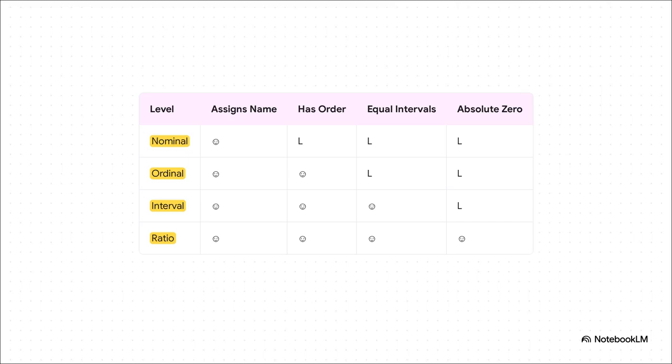Let's walk through it. See nominal, all it has is the name property. That's it. Then ordinal comes along and adds order. Then interval builds on that by adding equal intervals. And finally, ratio gets the whole shebang by adding a true 0. You see that pattern? Each level includes all the properties of the one below it. It's cumulative. And each step up gives you so much more information and statistical power.